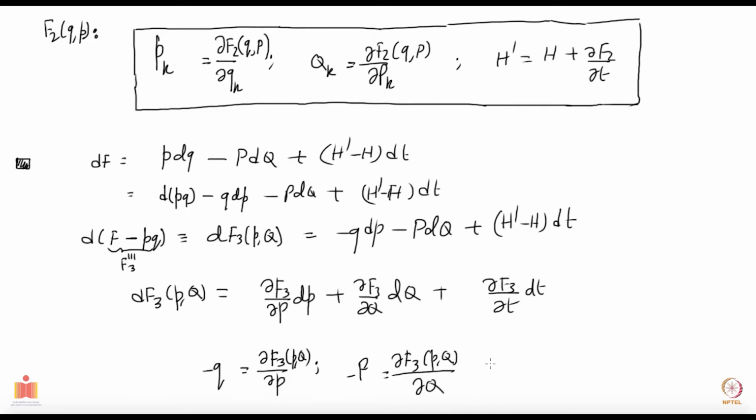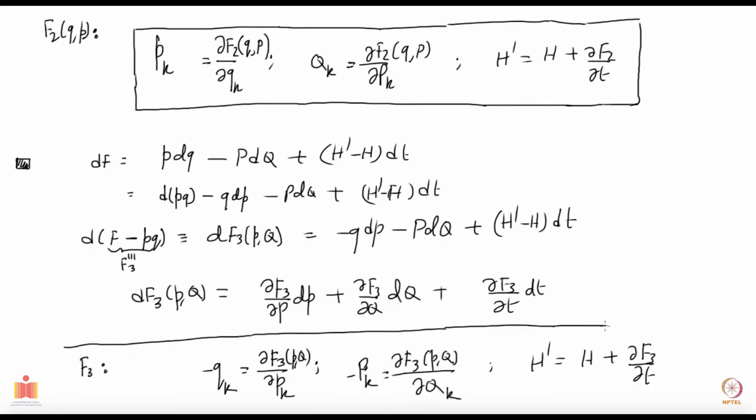And your h prime is the same as h plus a total derivative term of f3. If your f3 does not depend explicitly on time, then h prime is the same as h expressed in new coordinates. Let's put the indices and let me see if it is correct. Minus qk, that's good. Minus pk, del f3 over del capital Qk, that's also good. So this is the case for f3, your third kind of generating function.